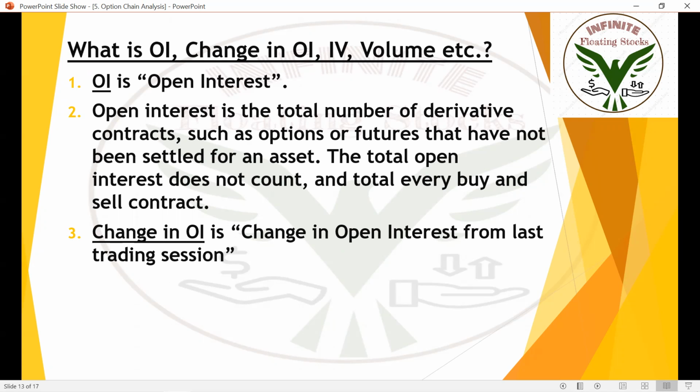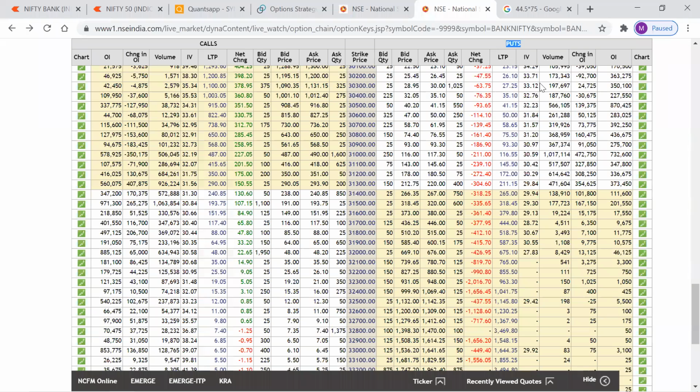That's the formal definition. And change in OI is the change in open interest from the last trading session. Don't worry. Let's go to the table. So this is the option chain table. And where is OI? This is OI and this is change in OI. You can find OI and change in OI on both sides. Look at this OI and change in OI.